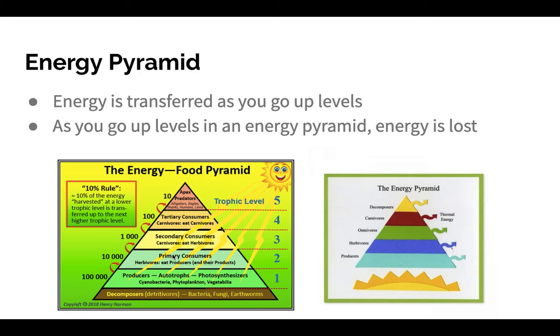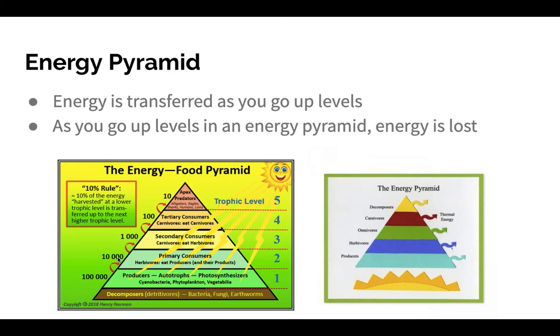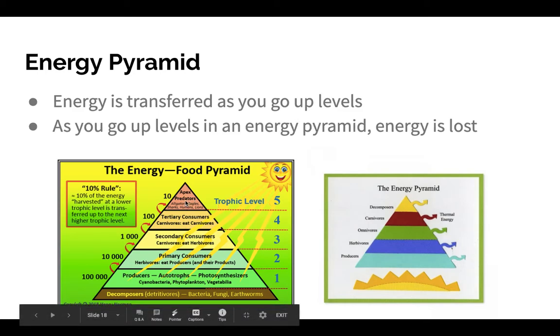So they put some numbers up here to show you this. If there's 100,000 units of energy trapped by producers, only about 10,000 of that is available for the primary consumers. Once these guys get eaten by secondary consumers, another 10% can go up to that level. So only about 1,000 units of energy are available here. If you have another level up, again 10%, only 100 units of energy are available. And the apex predator at the top, only 10 units of energy are available that were originally produced down here.